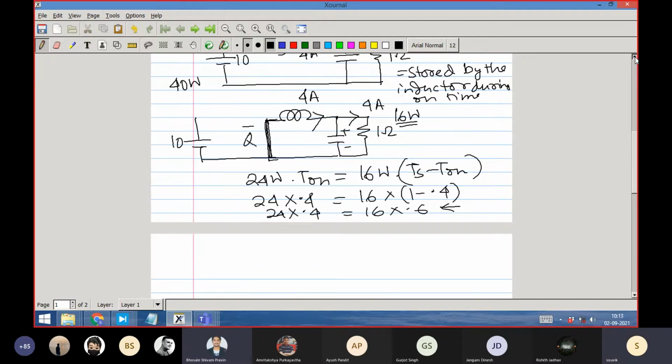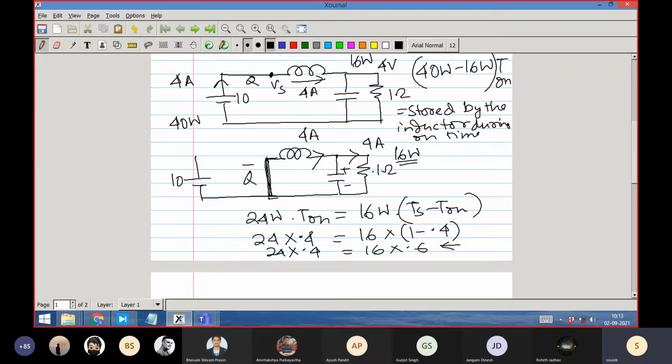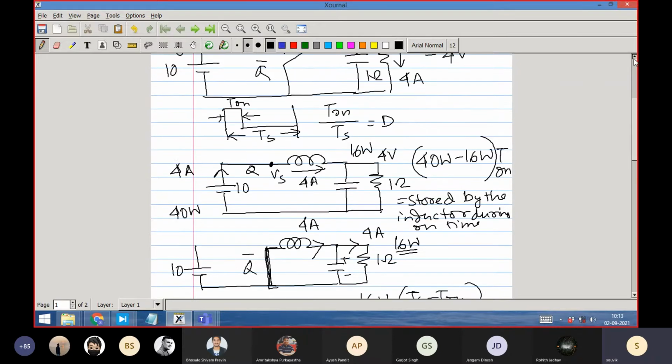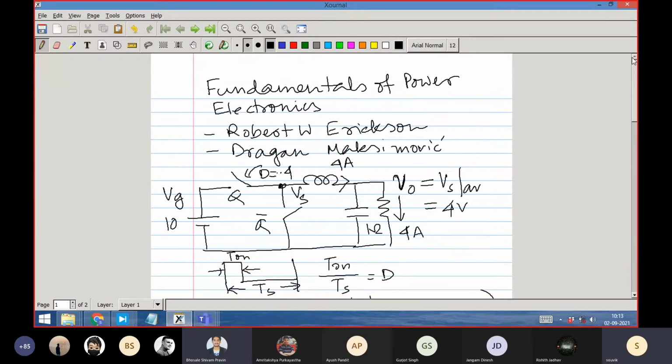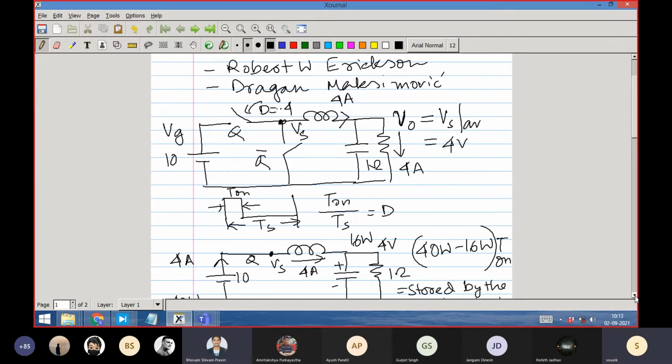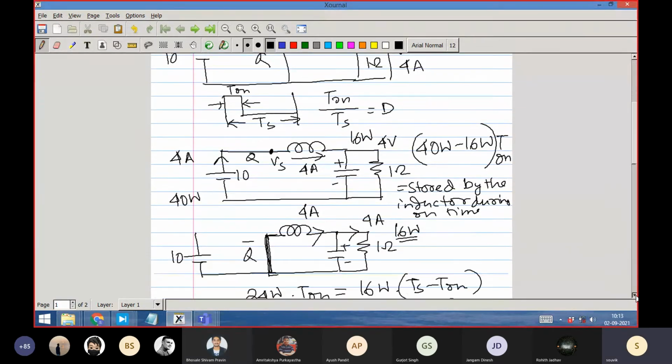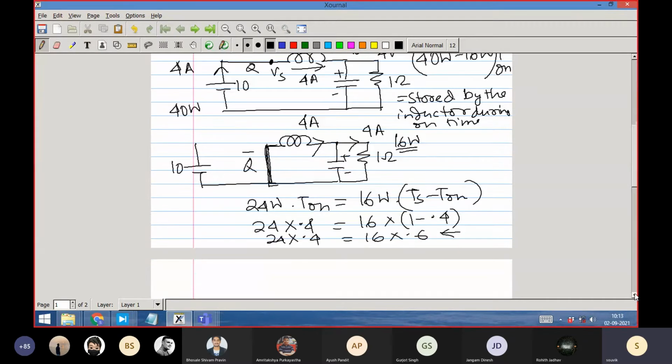16 watt. This is 4 ampere. The output voltage is how much? You tell me how much is the output voltage? With 0.4 duty ratio, how much is the output voltage? 4 volt. And resistance is 1 ohm. How much is the current? Okay, sir, got it. So resistance is 1 ohm. So therefore the load power requirement is 16 watt.